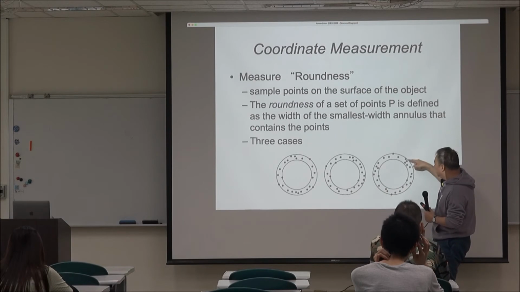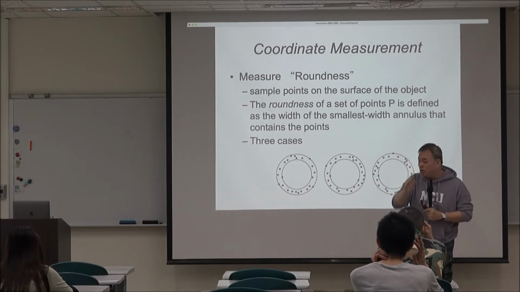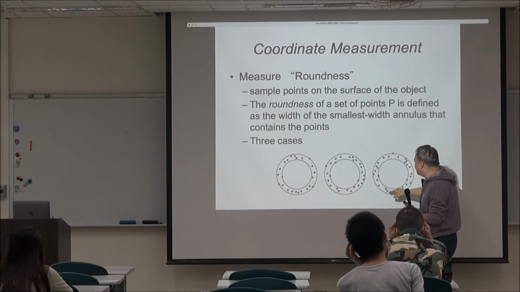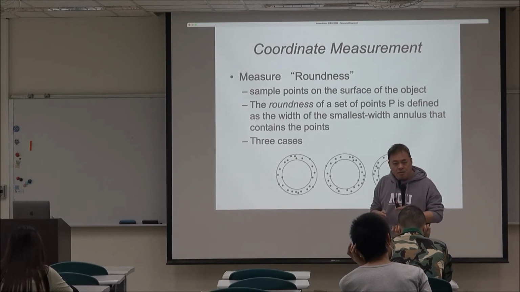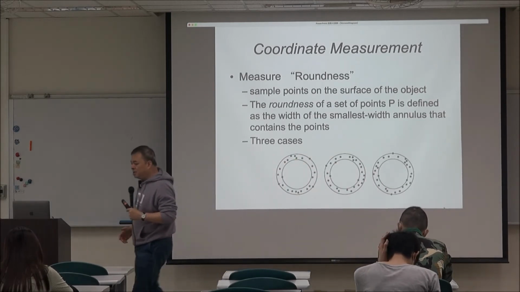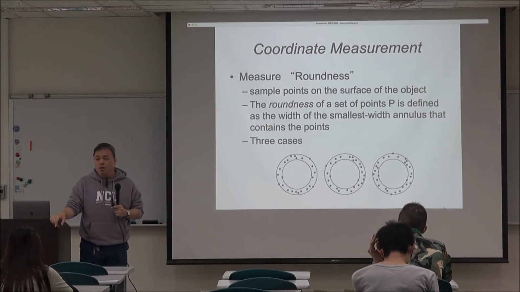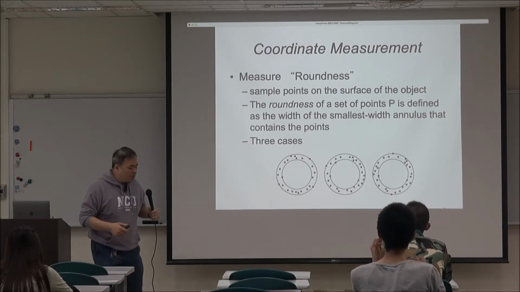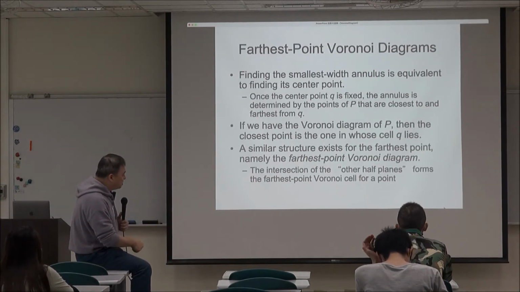And for this one, the center will be at a certain edge of the furthest point Voronoi diagram, shared by these 2 cells, for a similar reason. Okay, so if we are able to solve the furthest point Voronoi diagram quickly, then we should be able to solve this problem quickly, right? So now, let's consider the furthest point Voronoi diagram.